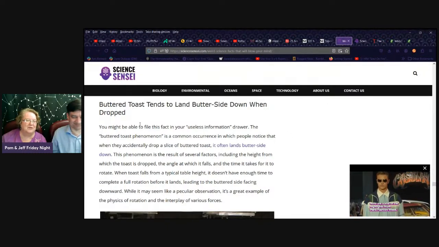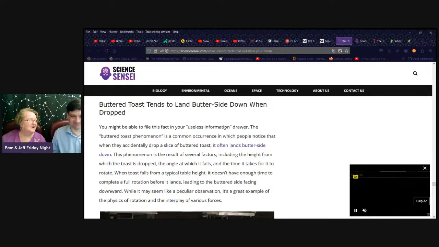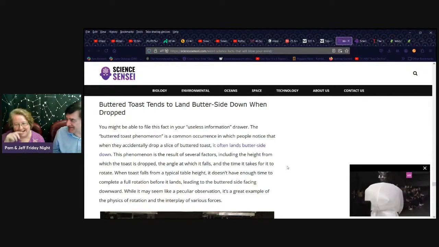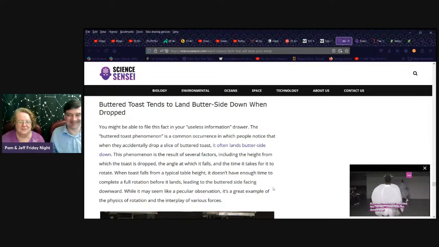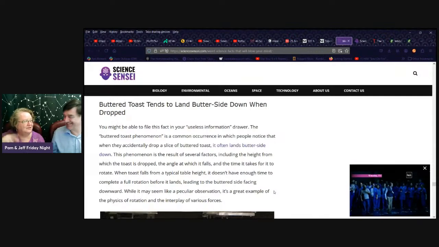Oh, you might be able to file this in your useless information drawer. Well, the theoretical perpetual motion machine to generate electricity. What? Okay. Tape a slice of toast with butter on the top of it to the back of a cat. Then drop it. The cat wants to land feet down. The toast wants to land butter down. So they'll continuously spin. I see. Forever. Okay. It just sort of hangs there in midair and rotates around.